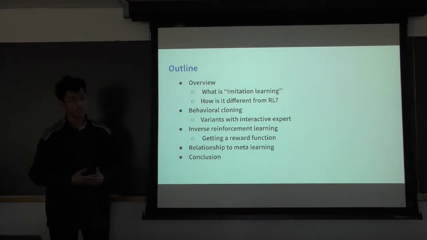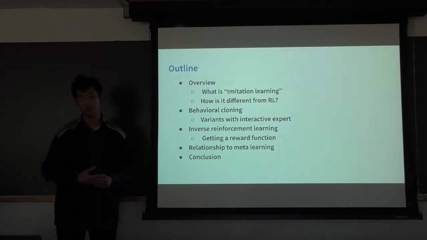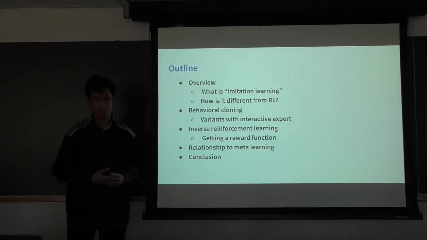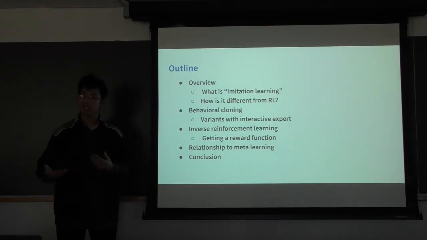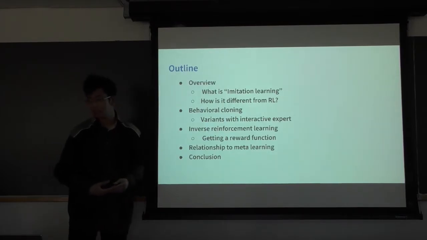So I already talked a bit about what imitation learning is and how it's different from reinforcement learning. Next, we are going to talk about the different types of imitation learning, and in particular, behavioral cloning and inverse reinforcement learning. And in the end, I will talk a bit more about meta learning. It's an advanced approach to imitation learning, and we're going to wrap things up at the end as well.